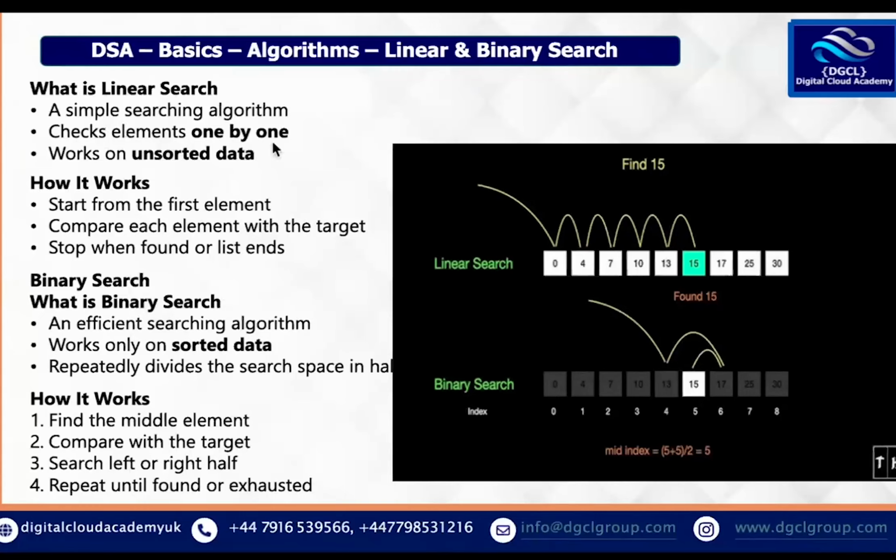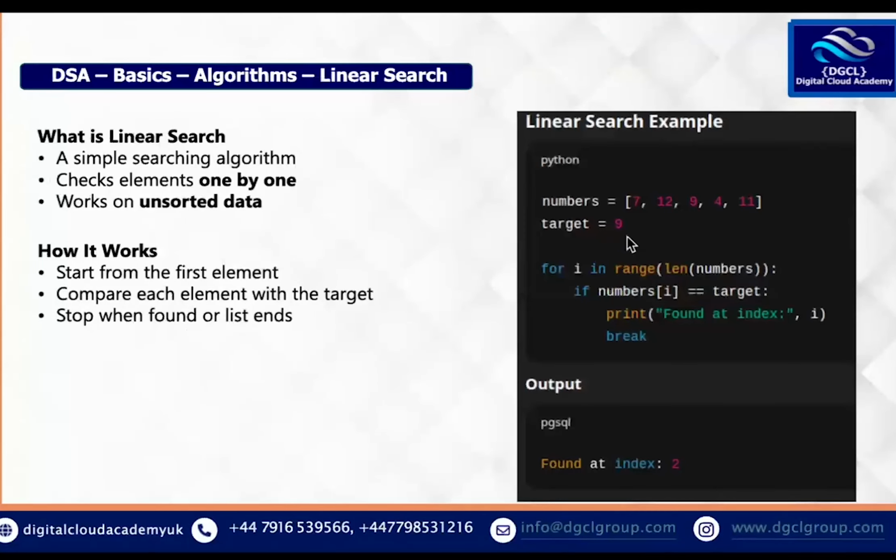Okay. What is linear search? A simple search algorithm that checks elements one by one. So that's linear search. And we have binary search. Binary search is an efficient searching algorithm that works only on sorted data. So if we are working on sorted data, binary search gives us the index. This is an example of search because we are looking for the index of this 9 in linear search.